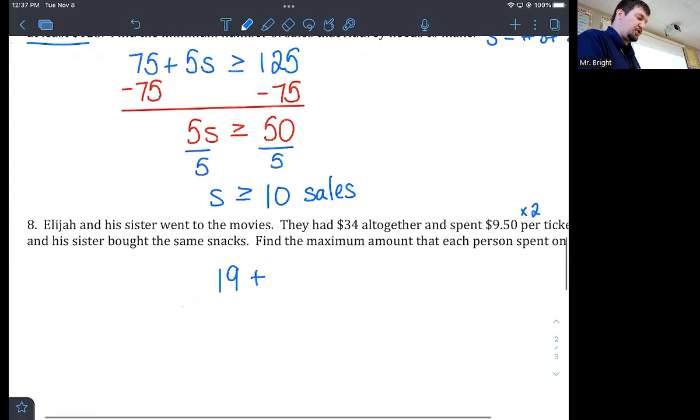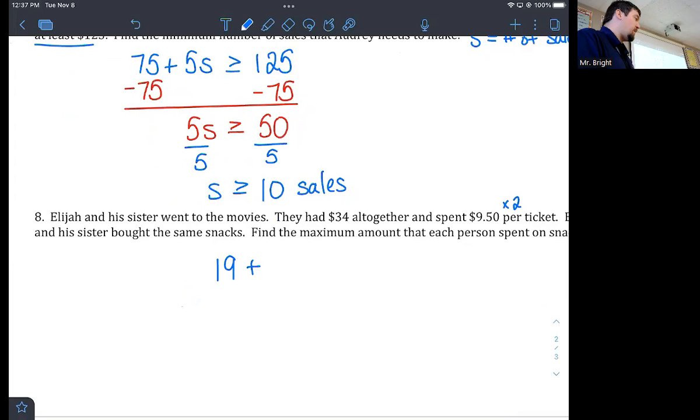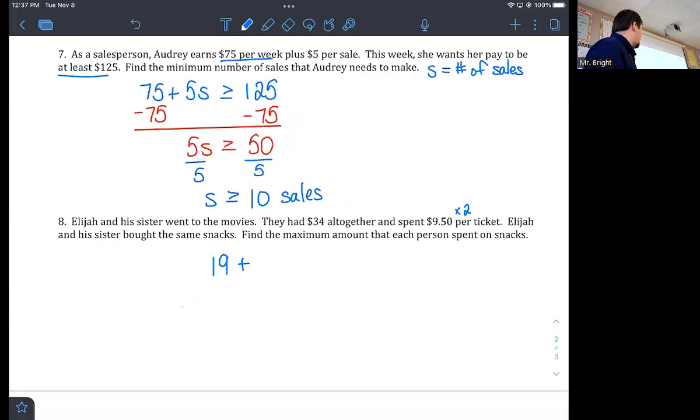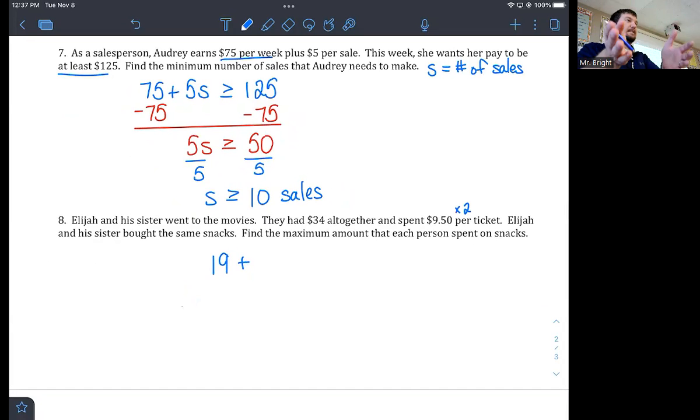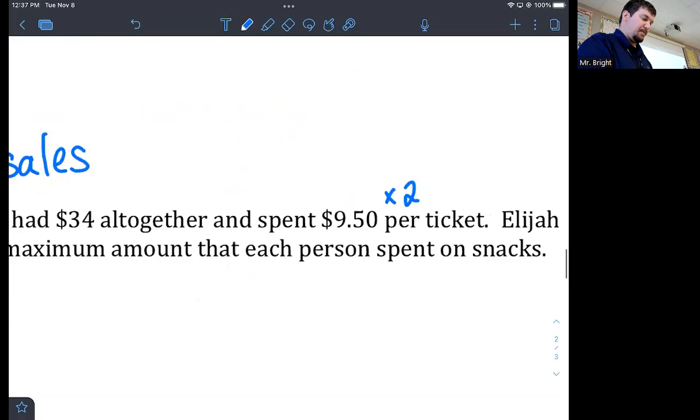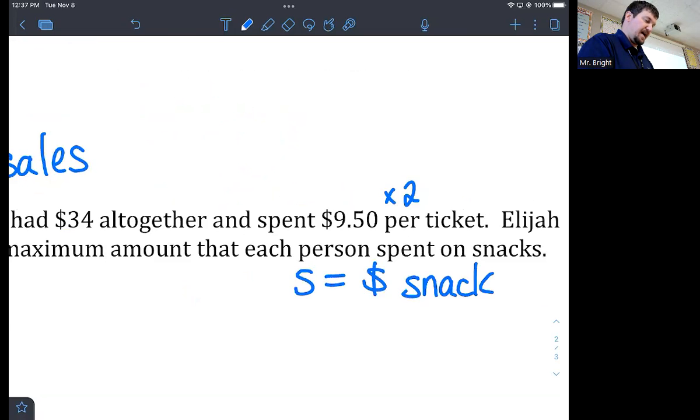Plus, they're going to purchase some snacks. Now, we don't know how much the snacks are going to cost, but it says that they're going to purchase the same exact snacks. So meaning whatever person A spends, person B, Elijah and his sister, is going to spend the same amount, right? So take what one person spent and you can double it. Now, we don't know how much money they're spending on snacks. Maybe we can let S represent snack money. Or money for snacks.